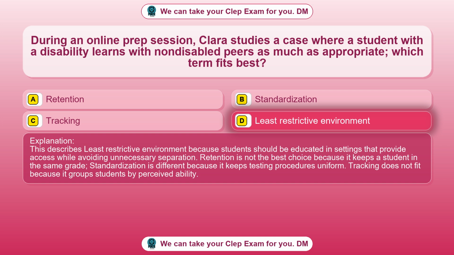unnecessary separation. Retention is not the best choice because it keeps a student in the same grade. Standardization is different because it keeps testing procedures uniform. Tracking does not fit because it groups students by perceived ability.